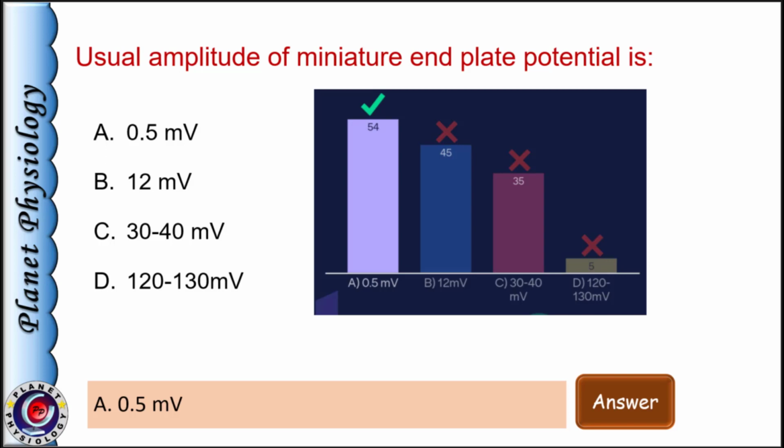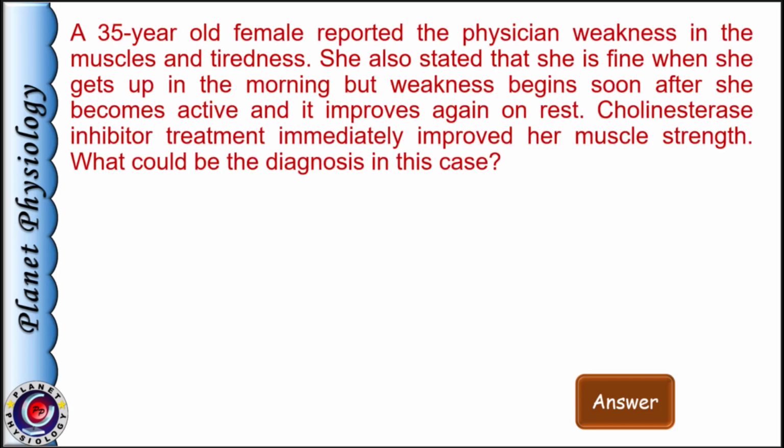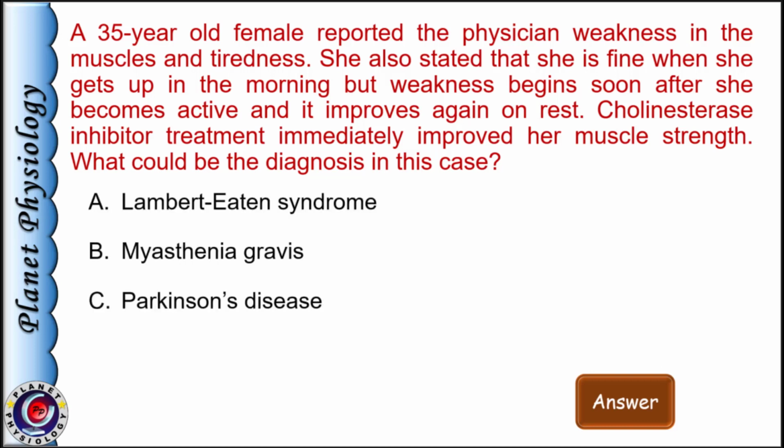Now here is a case-based MCQ. A 35-year-old female reported to the physician with weakness in muscles and tiredness. She also stated that she is fine when she gets up in the morning, but weakness begins soon after she becomes active and it improves again on rest. Cholinesterase inhibitor treatment immediately improved her muscle strength. What could be the diagnosis in this case? A. Lambert-Eaton syndrome, B. Myasthenia gravis, C. Parkinson's disease, and D. Muscular dystrophy.